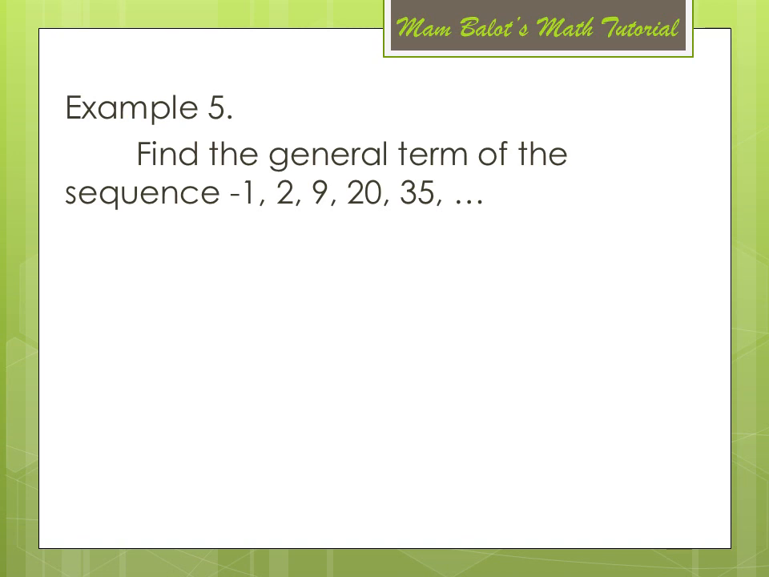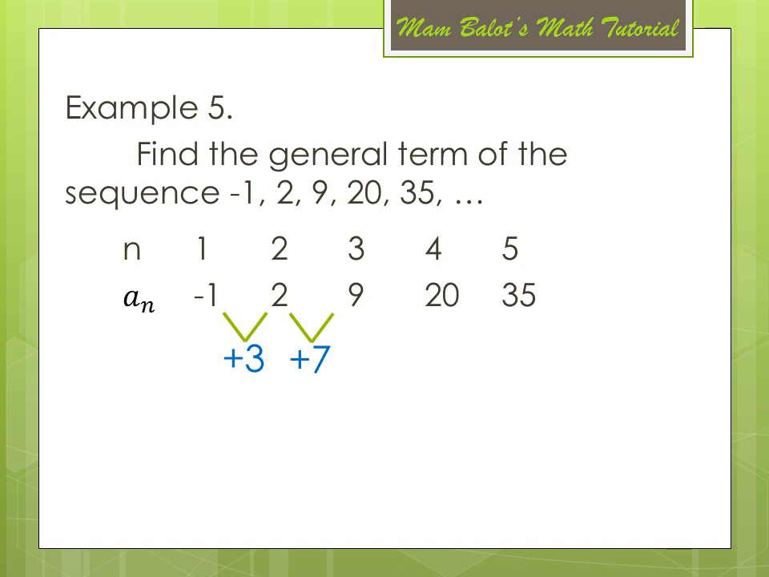Another example is, find the general term of the sequence negative 1, 2, 9, 20, 35, and so on. So again, we need to construct this table and determine the differences of the different terms. So from this, we can have the difference from the first and second term is 3, then the next is 7, then we have 11 and 15.